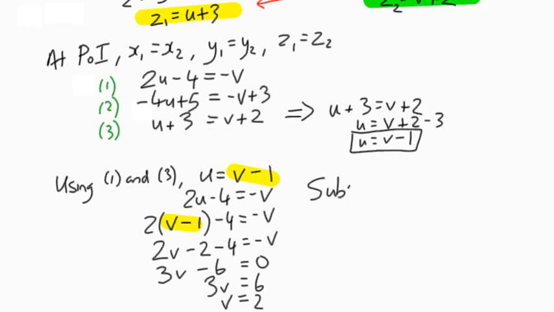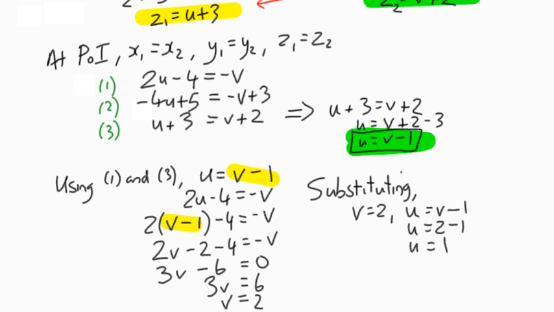And substituting, if v is equal to 2, then u, which we know is v minus 1, has to be 2 minus 1, which is 1. So according to our strategy here, having picked 2 of the equations, I rearranged 1 so that it worked quite well for substituting. You can use the elimination method if it doesn't work out very well, but here we've got one that lends itself quite well to rearranging, and I've substituted it into equation 1, and I've worked out that v is 2 and u is 1.